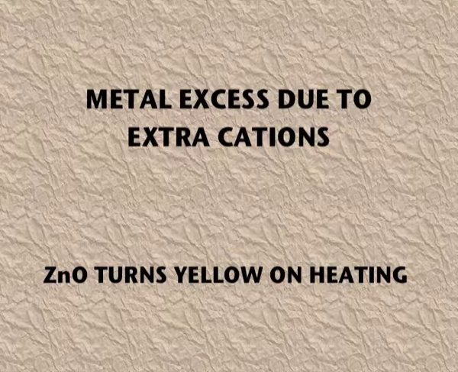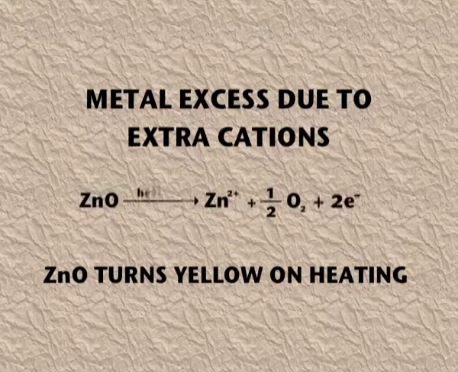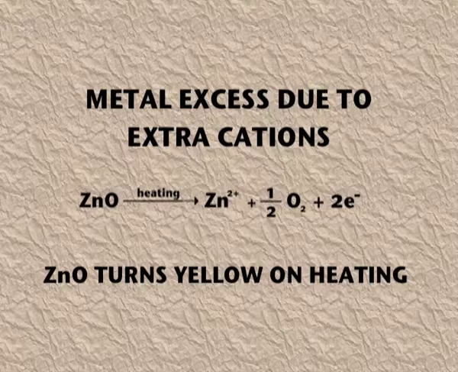Again, these unpaired electrons are responsible for the color of the zinc oxide. Let's see this equation. Zinc oxide is losing 2 electrons and changing into zinc ion, and oxygen is evaporated. These zinc ions occupy the interstitial site and electrons occupy the neighboring interstitial site and are responsible for the color.